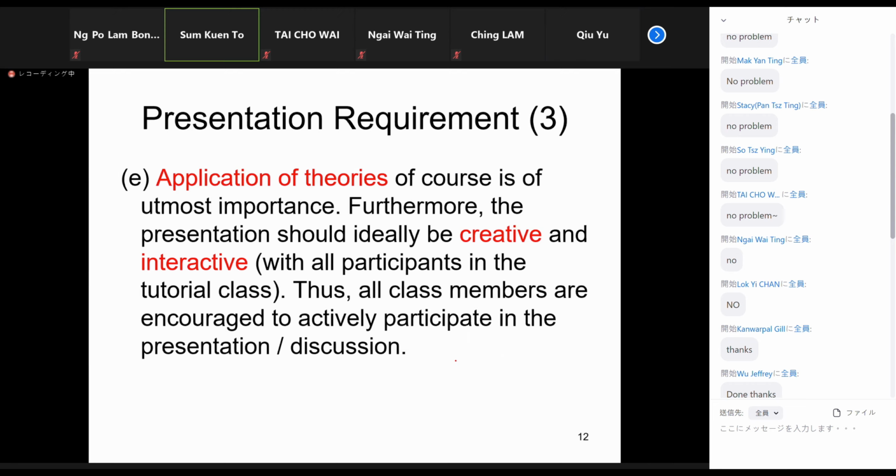Okay, in the course outline, I did provide the assessment form, how you can get the mark, how to grade your presentation. To put it simple, because the assessment form, the rubric is very complicated, so many words inside. So to make it simple, the most important 3 elements are: you must apply what you have learned, application of theory. We must be creative, try to be creative, and also interactive. Okay, so these are the 3 key issues.